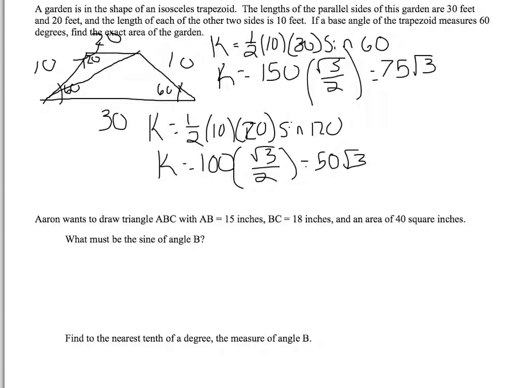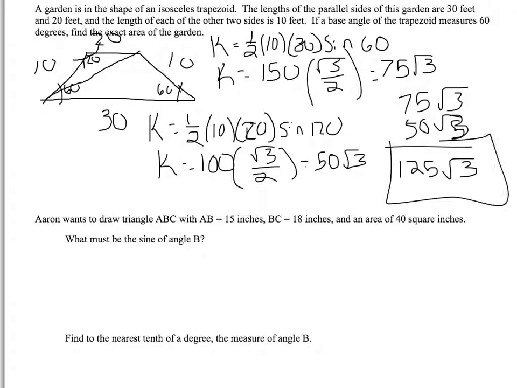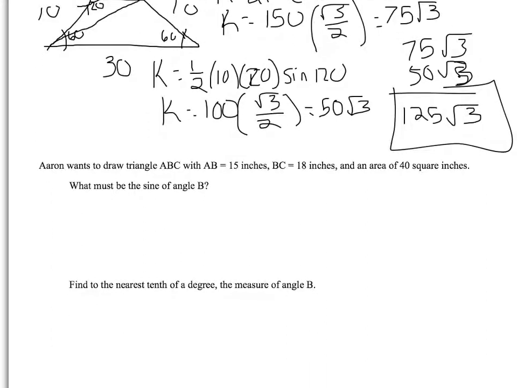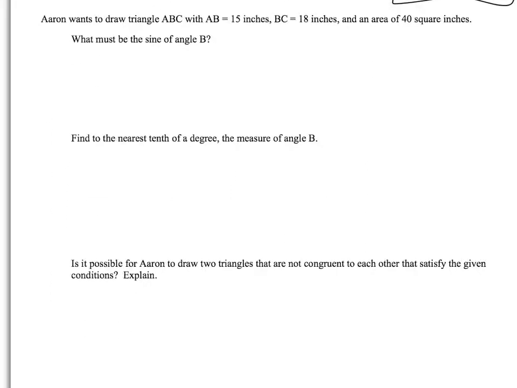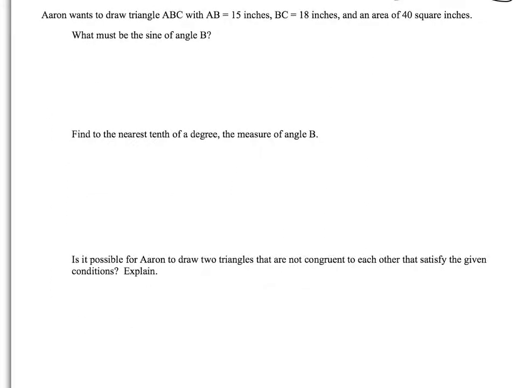The exact area of the whole garden, just add up your two triangles, 75 radical 3 and 50 radical 3, to give you 125 radical 3. And finally, the last one that we'll do together, and then you guys can do the problems that I skipped. Aaron wants to draw a triangle with the following information.